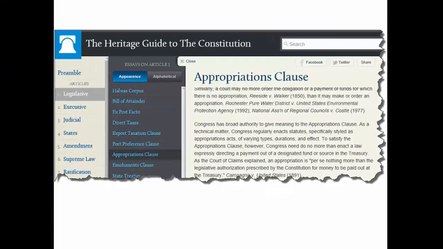So, what is appropriation language? Well, for our purposes, we'll define appropriation language as the words and expressions used by Congress in laws to make funds available to be spent from the Treasury. Such language fulfills Congress's Article 1 responsibility regarding appropriations made by law.